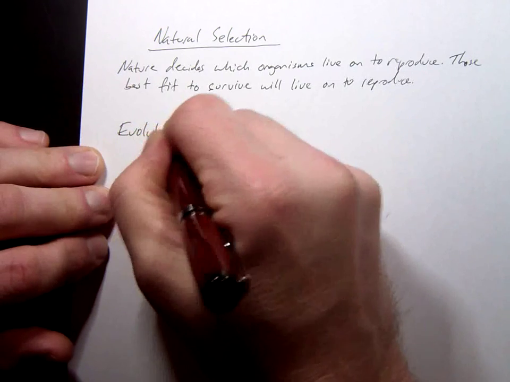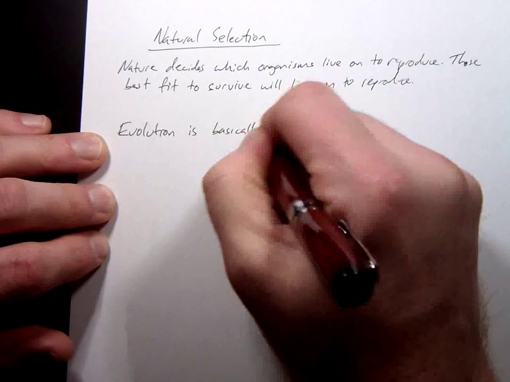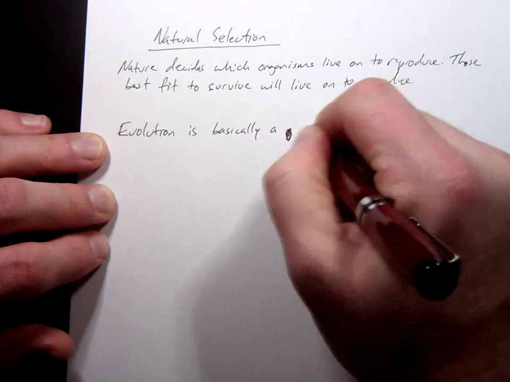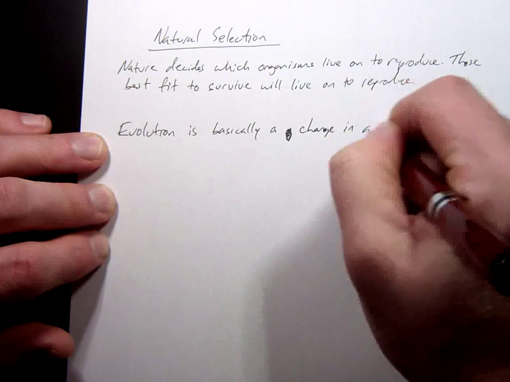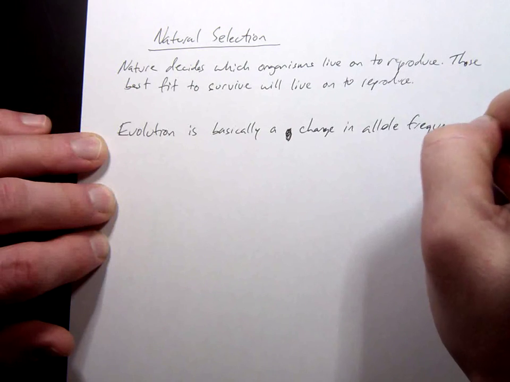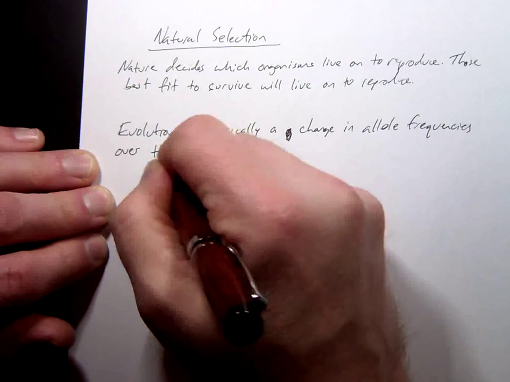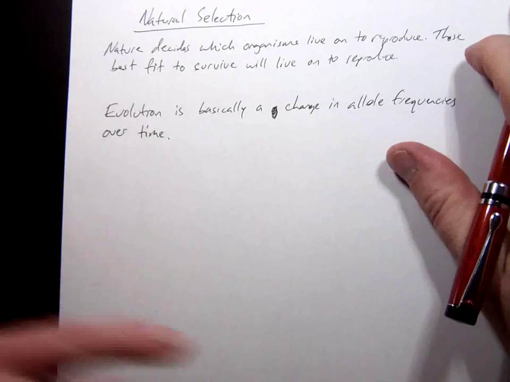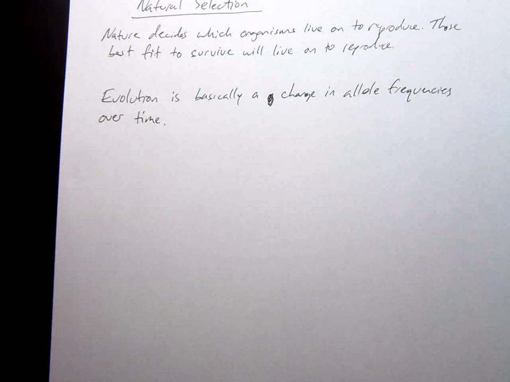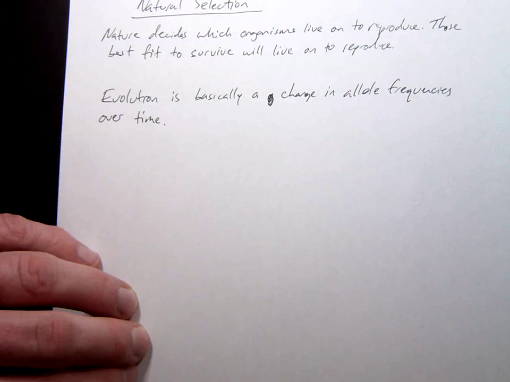Evolution is basically a change in allele frequencies. Over time, you see different alleles that make it more likely for an organism to survive. Well, those are going to increase in number and the other ones are going to decrease in number. Change in allele frequencies over time. Okay?